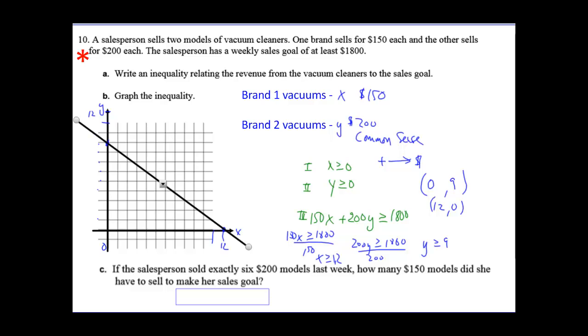We need to figure out, well, what side. Let's just use (0, 0). Plug in (0, 0), so it's 0 times 150 plus 200 times 0. Is that greater than or equal to 1800? The answer is no. So we're not going to shade left or below the slanted line. We're going to shade above.